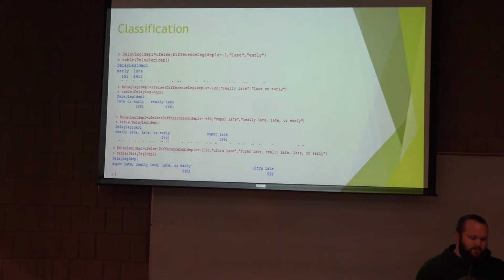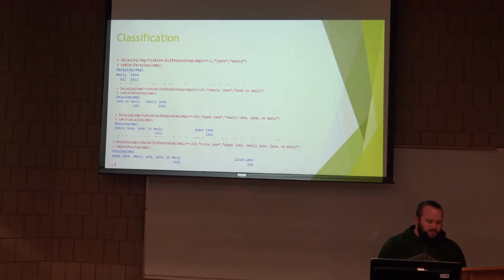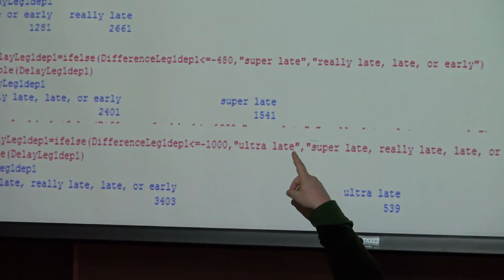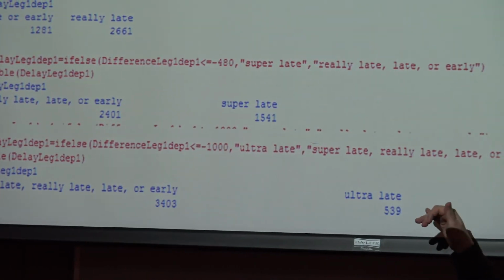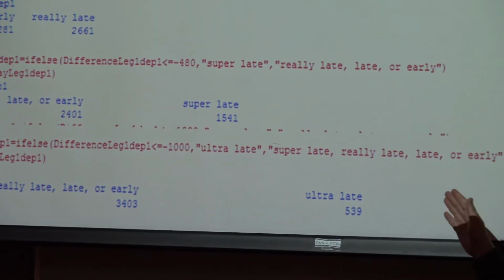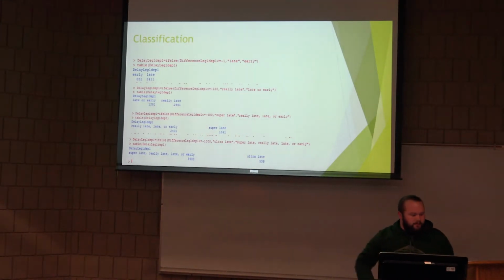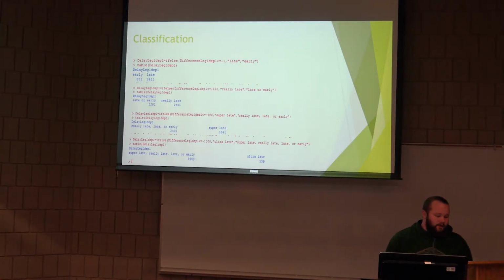So I should say, once we found the delays in each category, we subtracted backwards to find out how many delays were between each classification. So we took the 1541 minus the 539, and that tells us we have 1,002 super late, and then we repeated this process again and again, and we ended up with 1,120 really late, 750 late delays. And then we repeated this process for each leg.